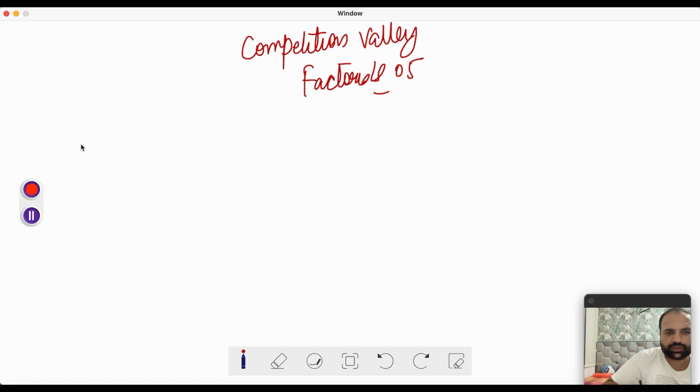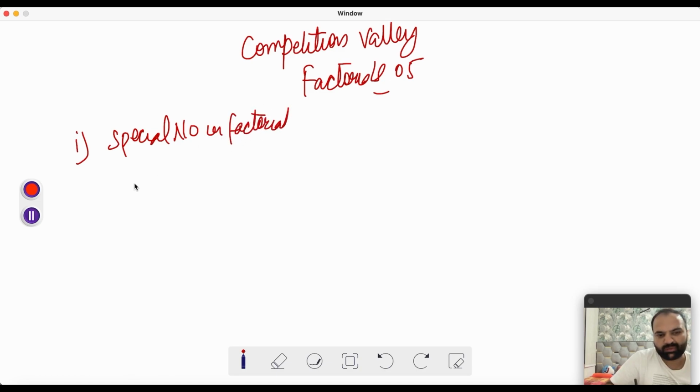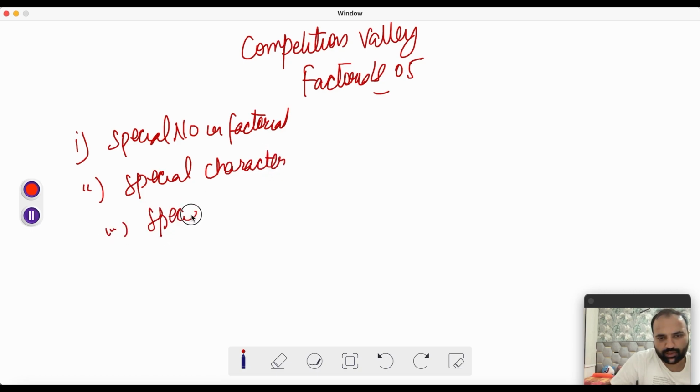So in this series, we'll be learning basically three things. We'll be learning some special numbers in Factorial. There are certain numbers which are pretty much special, I would say. Then there are numbers with special character or feature. And then we'll see some special conditions. So the question would be around some conditions that would be given. Okay, so we'll start with special numbers and then we'll move ahead.